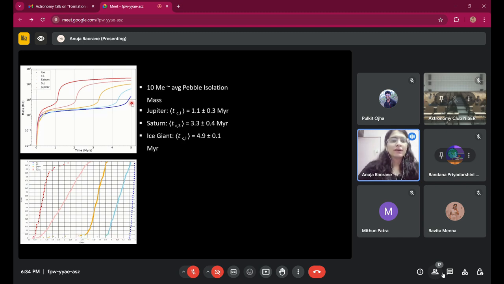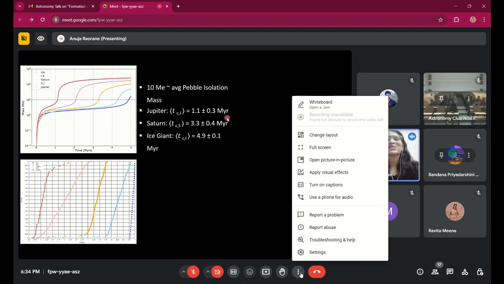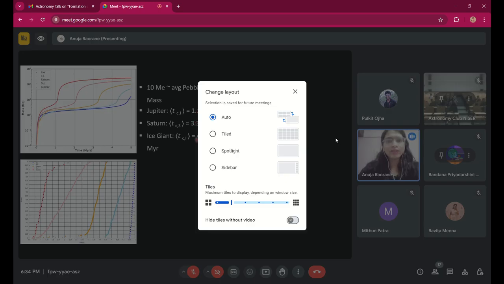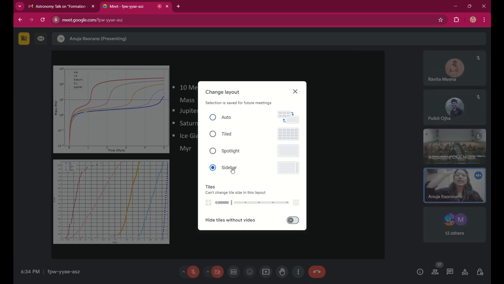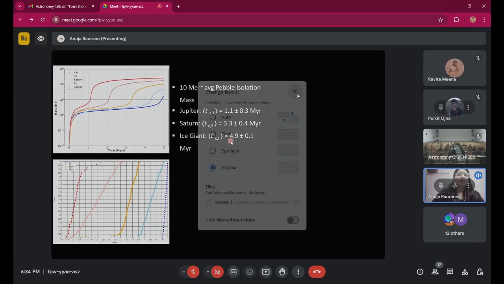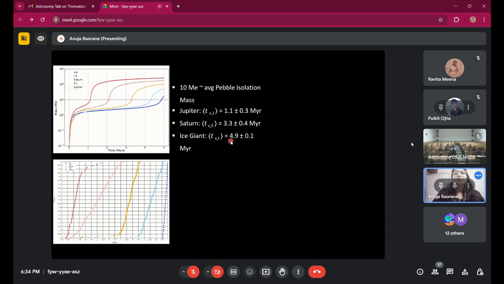But if we take an average for everything and make these CDFs, we see that these time limits are actually exclusive. Basically, the average Jupiter 10 Earth mass core formation time is around 1.1 million years. Saturn is 3.3 and 4.9, and there is no overlap. So there are no points that are forming way earlier or way later.